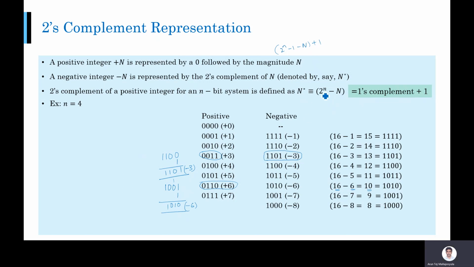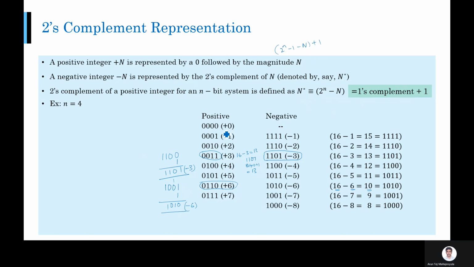Okay, what is the operation? 2 to the power of n minus n. Right? So that will be 16 minus 3. That is 13. 13 is simply 1, 1, 0, 1. You can check this. 8 plus 4 plus 0 plus 1, which is 13. All right. So that is the 2's complement representation.